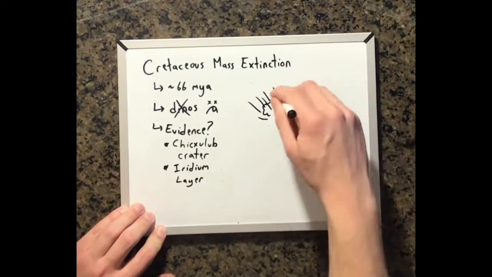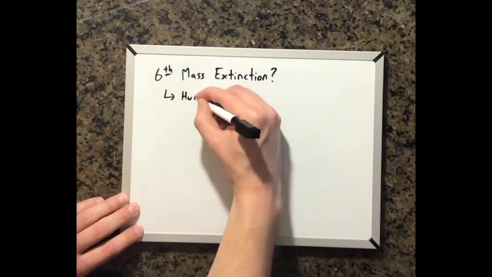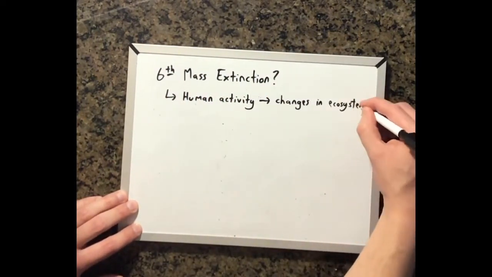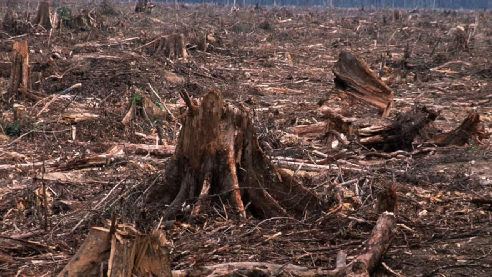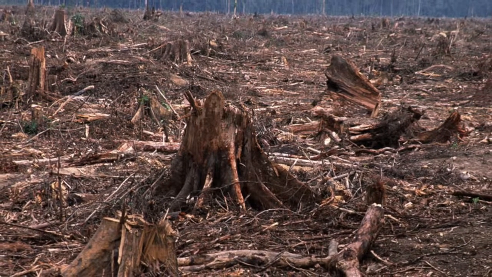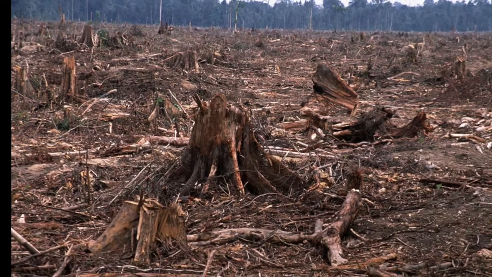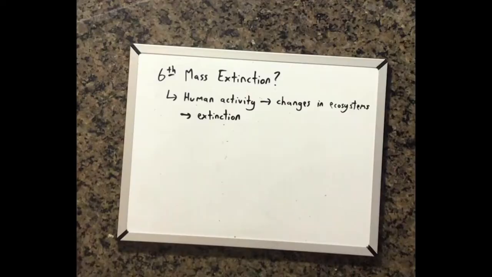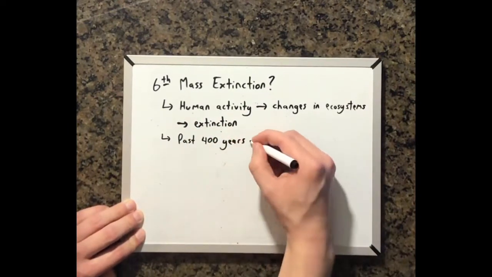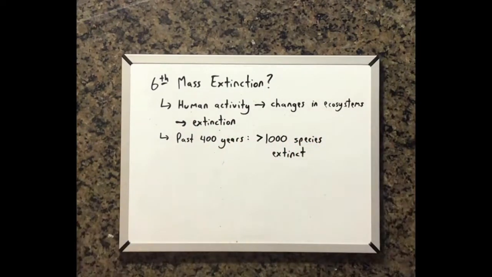In addition to the 5 mass extinctions previously mentioned, some scientists believe that we may be currently entering a 6th mass extinction, largely due to human activity. Things such as deforestation and rising atmospheric CO2 levels have led to changes in various ecosystems, which in turn has led to a large number of extinctions. Just within the past 400 years, over 1,000 species have gone extinct, which is about 100 to 1,000 times the normal rate of extinction according to the fossil record.